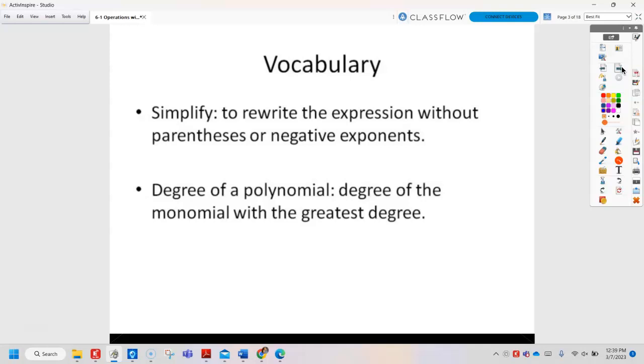A polynomial, the word poly means many. So polynomial means many terms. So again, poly means many. So polynomial is many terms.